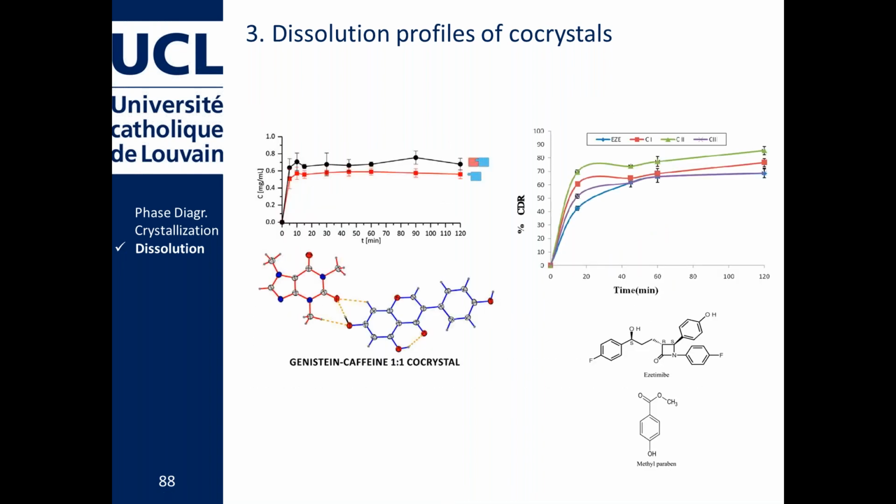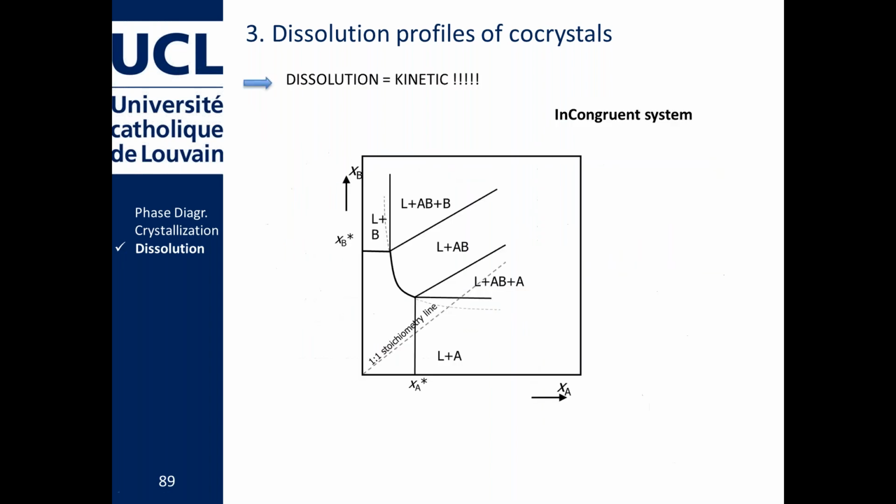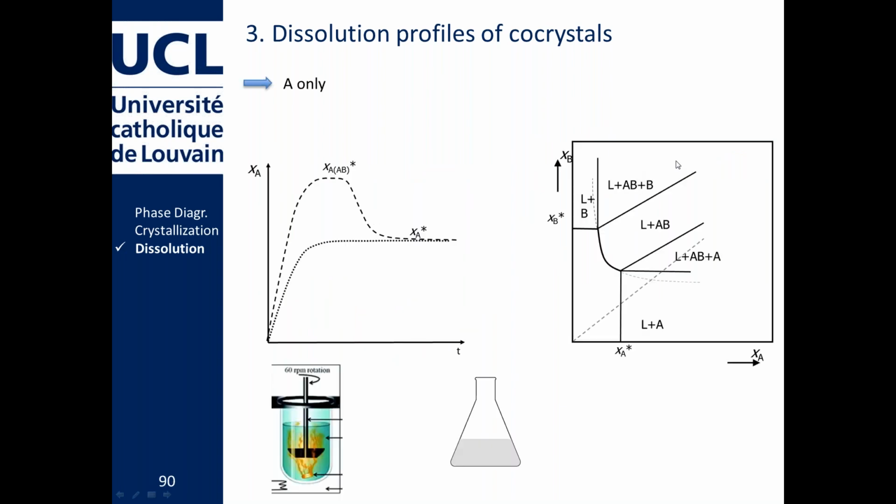In the book chapter, there are some nice examples on this. I'm going to speed this up. You have examples which are genistein caffeine co-crystals, and there are other co-crystals given there. There's a nice summary you can have a look at. Now, what about incongruent systems? Incongruent systems are a little bit more complicated, but actually occur quite a lot.